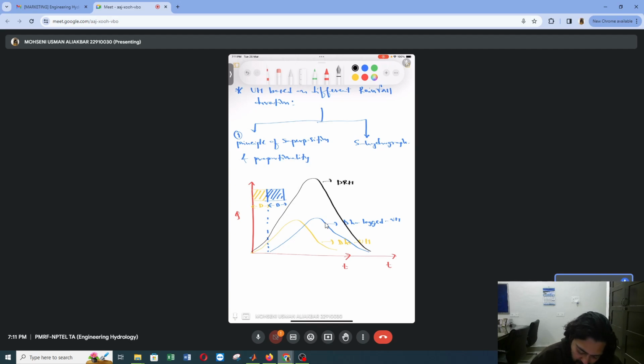Now we know that if we want to find the unit hydrograph ordinate, what we need to do is divide the DRH ordinate with respect to the effective rainfall, right? So since we have the DRH, we are going to just divide it with the effective rainfall, that is this value of pulse input, and we can get the unit hydrograph.